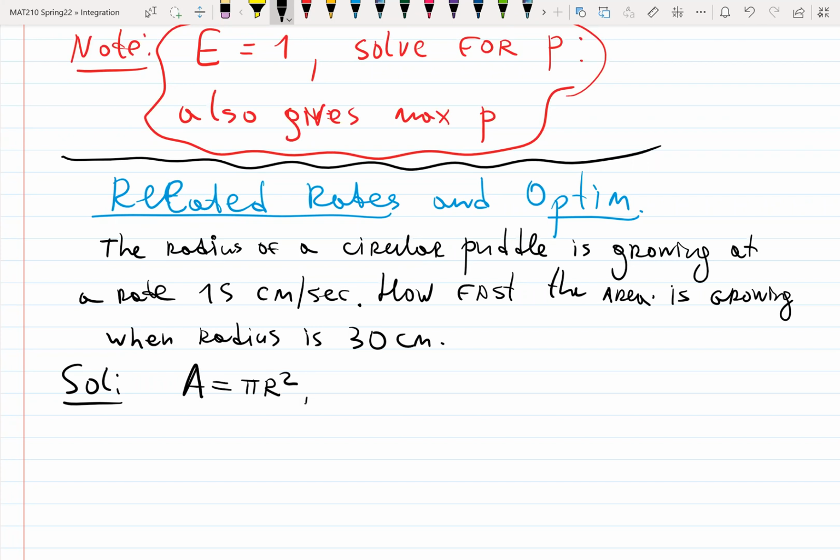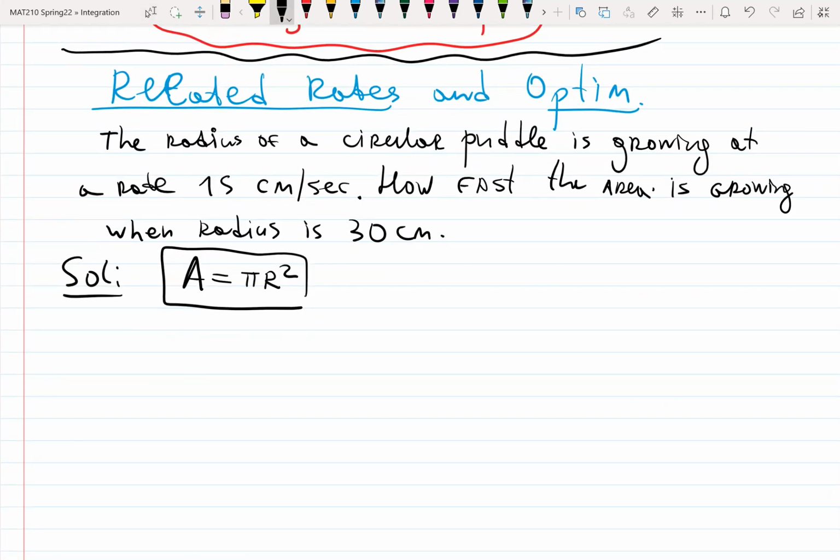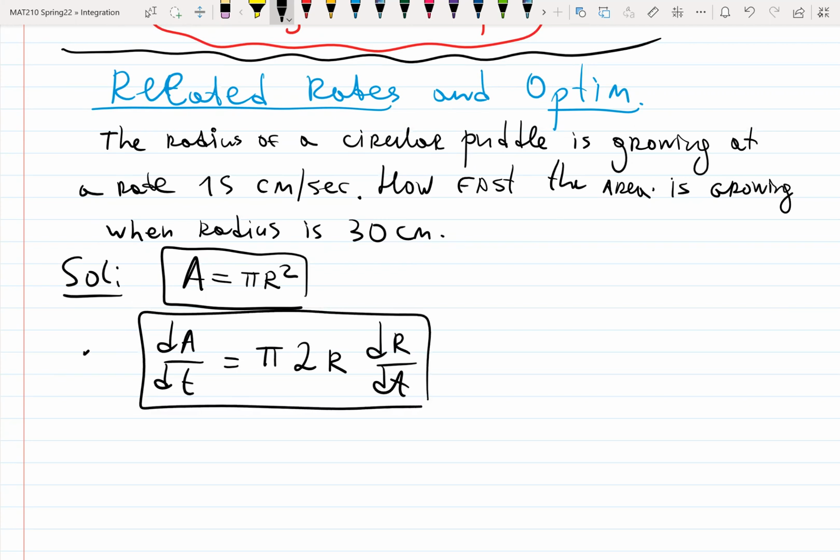Pi r squared. So differentiate both sides. That's implicit differentiation. dA over dt equals 2 pi r, dr over dt. Let's do the next one. Let's call it capital R, usually it's small r. So step one, differentiate everything.